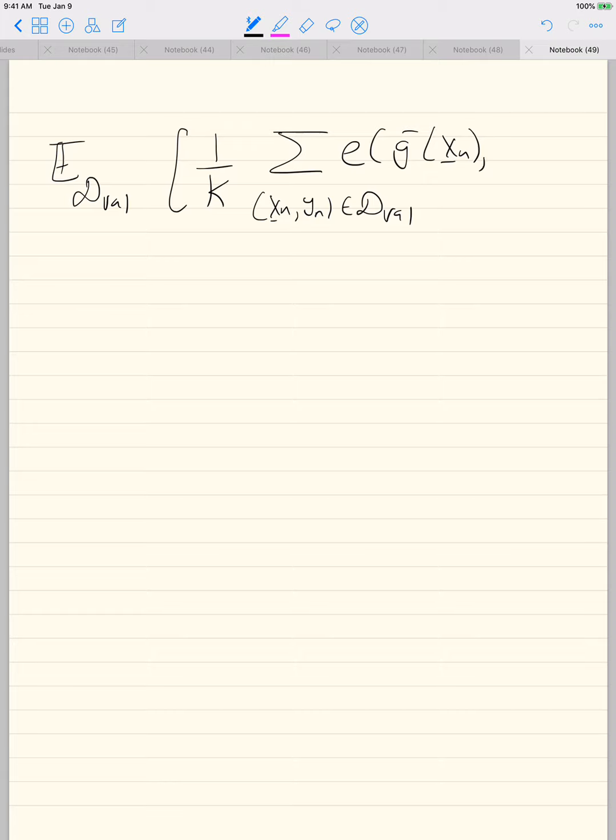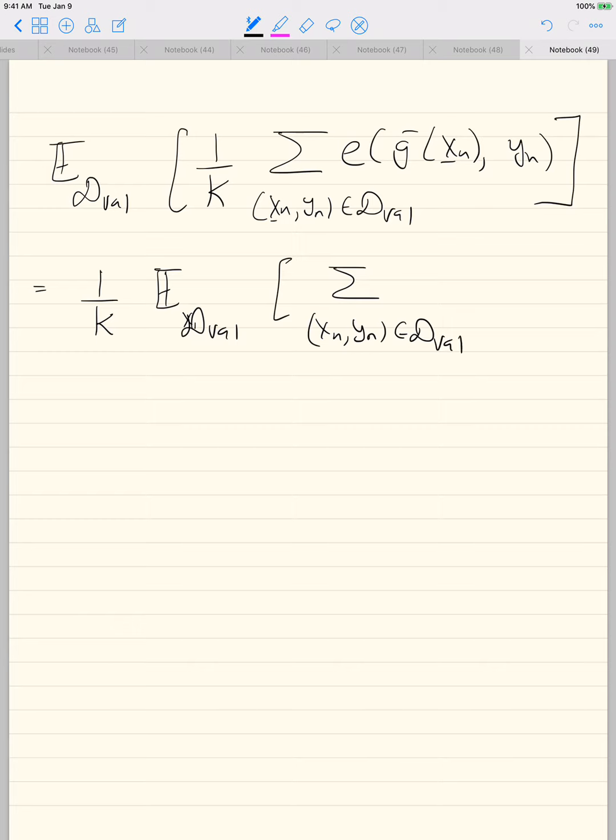So just to complete this derivation, we have the expected value over D val of 1 over k summation over xn, yn in D val of e of G minus of xn and yn. This is what we have. Let me do one step at a time. Expected value over D val of the summation over xn, yn in D val of e of G minus of xn and yn.